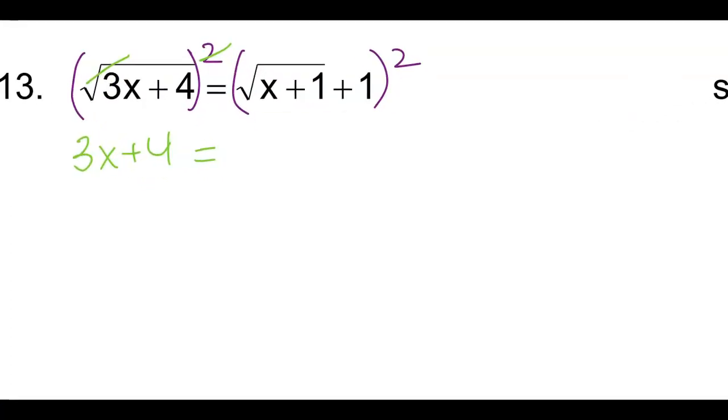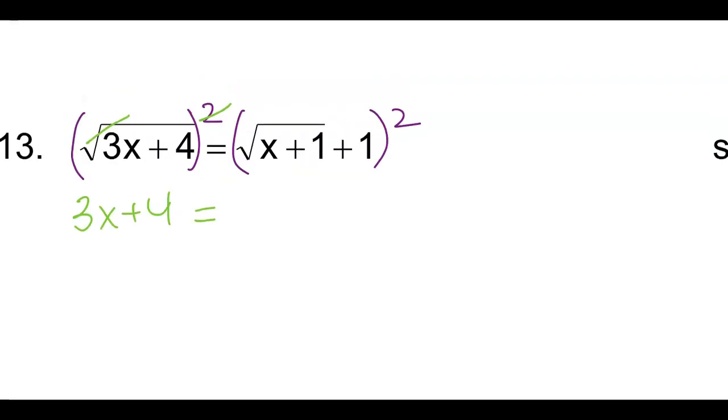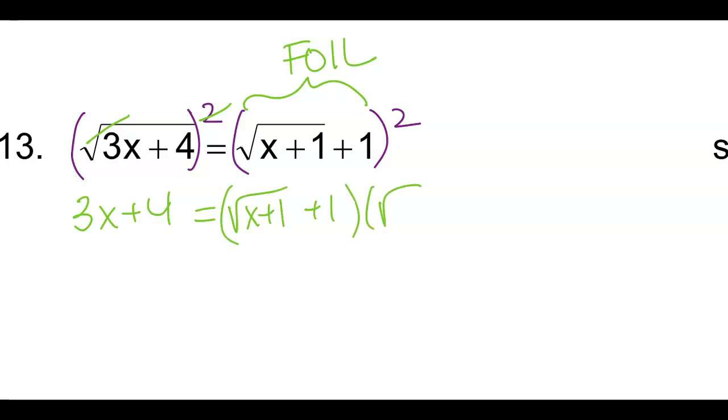If I look at this side over here, this is one big term, this is another term. So this is two terms on the right-hand side. So unfortunately, I know you guys don't like doing it, but you're going to have to FOIL. So we're going to take the square root of x plus 1 plus 1. We're going to multiply it by the square root of x plus 1 plus 1 again. Let me show you how to FOIL this side so you don't make a mistake.